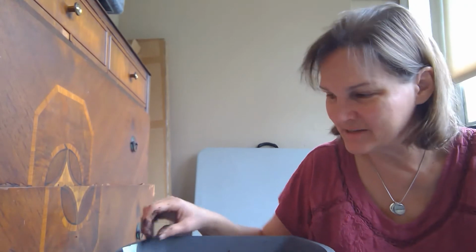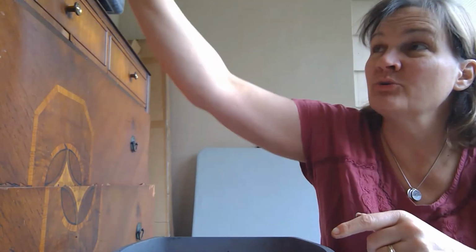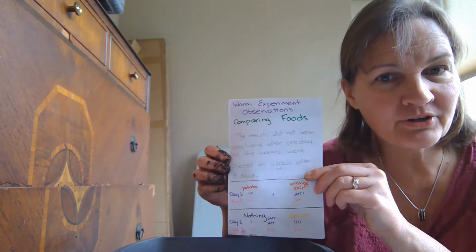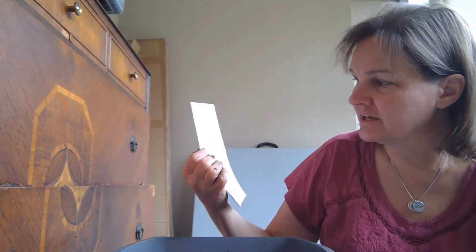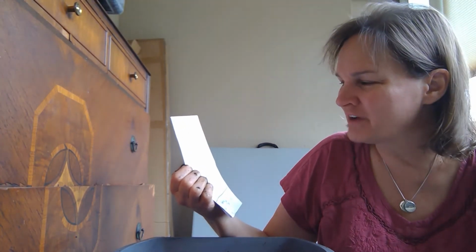Hi, third grade. So here we are 3 days after setting up the experiment. So we're doing potato and eggshells. I just want to remind you, we put 10 worms in here when we started, and we felt it wasn't conclusive after day 1. And you know what? That's what I actually wrote in my journal. And I hope you're keeping a journal too. In my journal, I wrote, the results did not seem conclusive after 1 day. So the worms were checked on again after 3 days. And here we are on day 3.